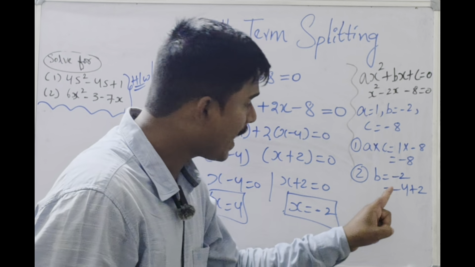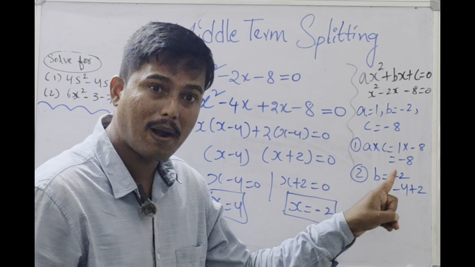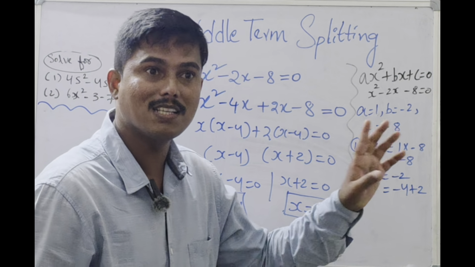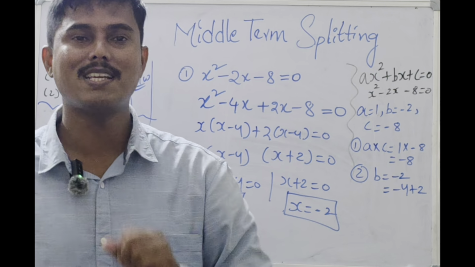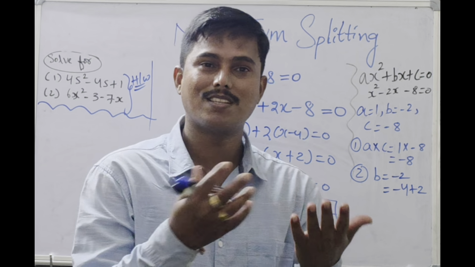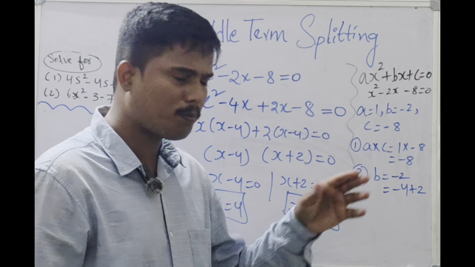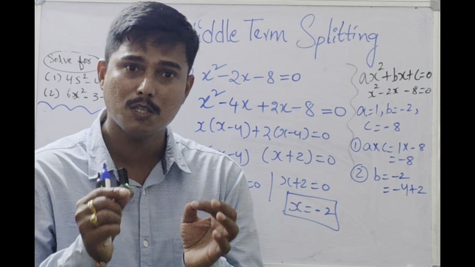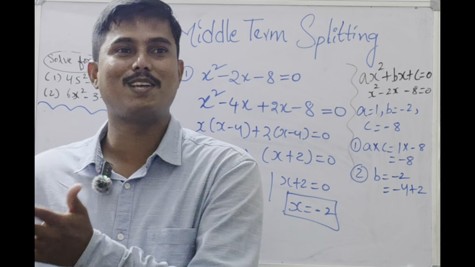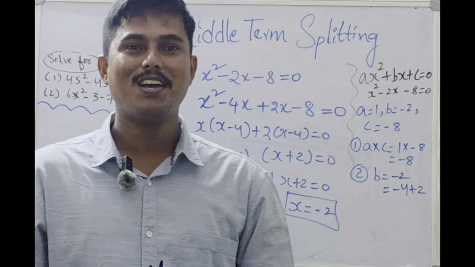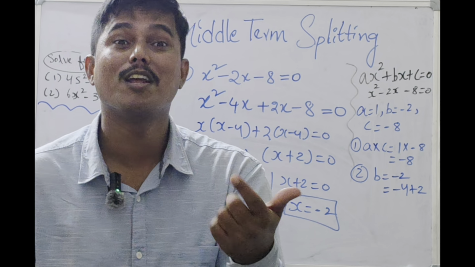Condition 2, the same numbers where you are getting minus 2, if you multiply, you should get minus 8. Both conditions should be satisfied. Again, I'll repeat. What's the first condition, sir? It should meet minus 2. See, minus 4 plus 2, minus 2. Why am I telling you very specifically? Because minus 6 plus 4 is also minus 2.